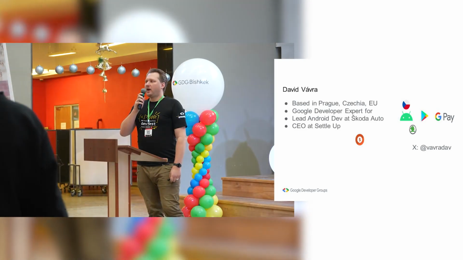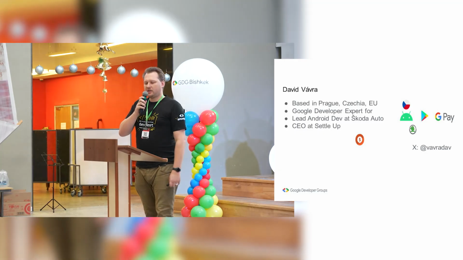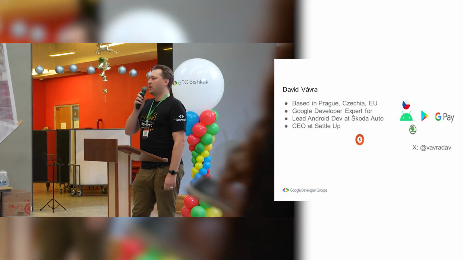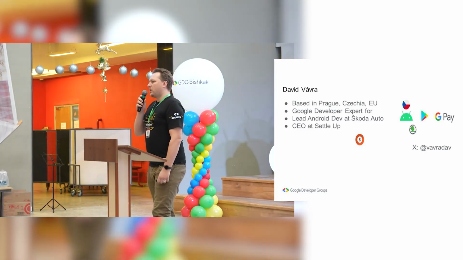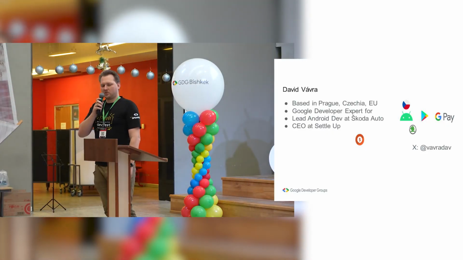I also have my own app, which you can find in Play Store. It's called Settle Up, and it's about group expenses. When you are with friends, you can enter who paid for what, and it calculates who owes who.